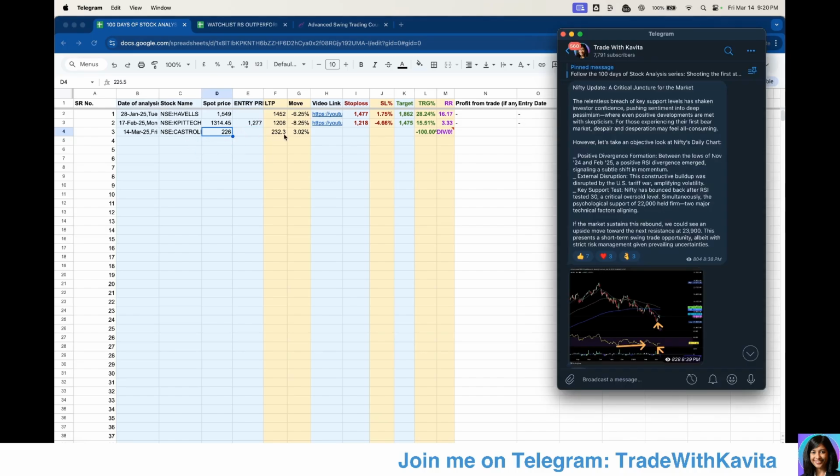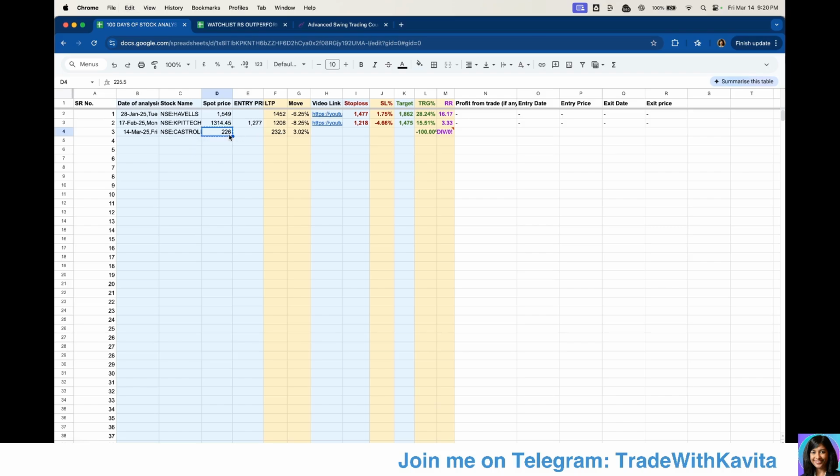Okay, so the spot price is going to be here. This is the entry price. The spot price is the LTP, which is the price right now. So as the days go by and the LTP changes, this move percentage is going to change, right?